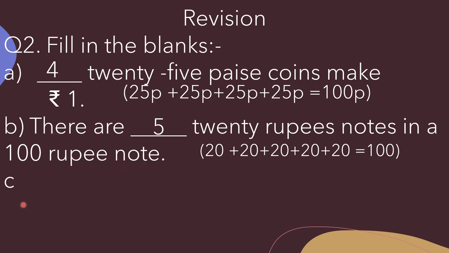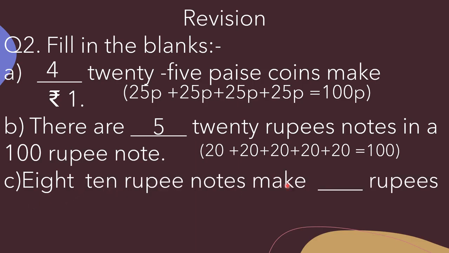Understood? Now in C part, 8 10 rupee notes make dash rupees. 8 10 rupee notes मतलब कि 10 रुपी के कितने नोट्स हैं बेटा? 8. Okay, so to find out how many rupees are there, that is we will multiply 8 by 10 and that is equal to 80. So here we will write 80 rupees.